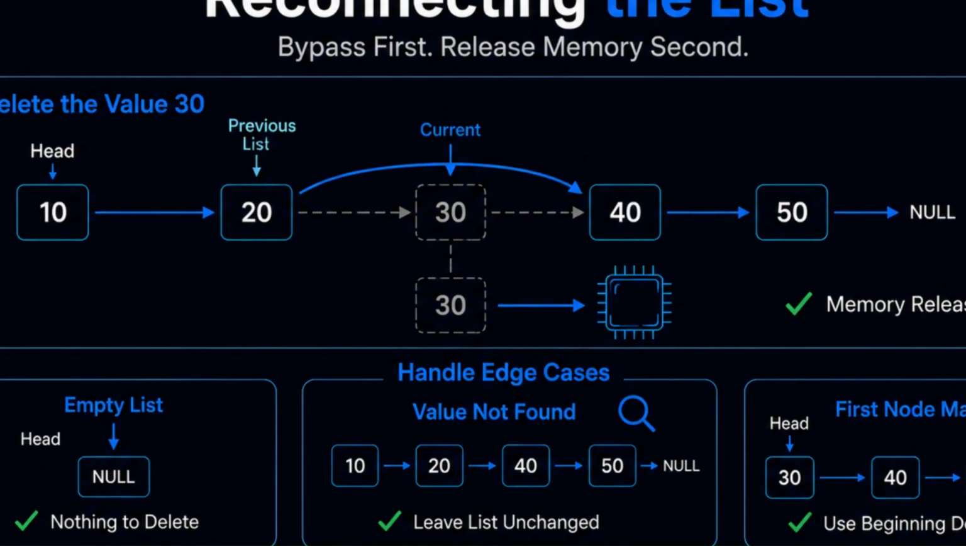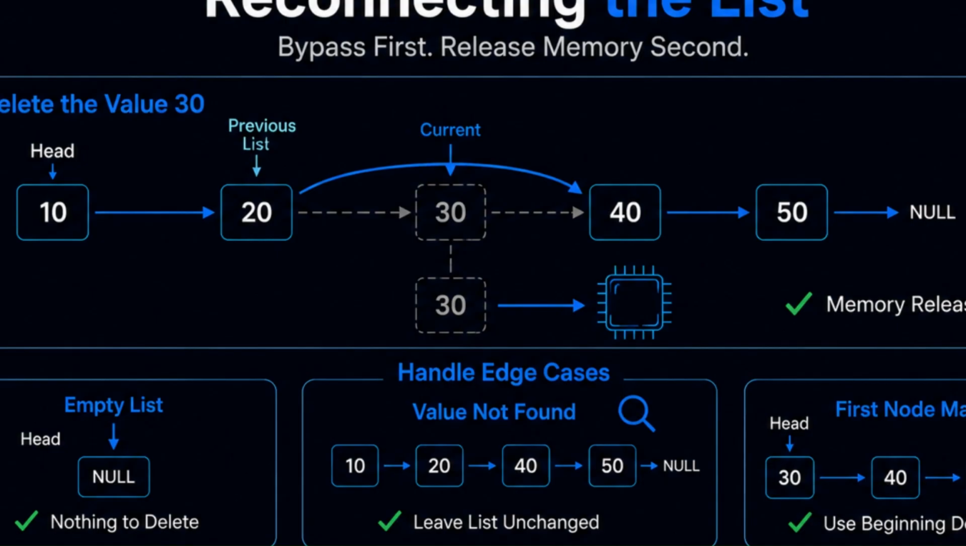Notice something important here. We never released the memory first. If we did, we'd lose access to the next node and risk breaking the entire linked list. Always reconnect the pointers before releasing memory. That order is absolutely essential.